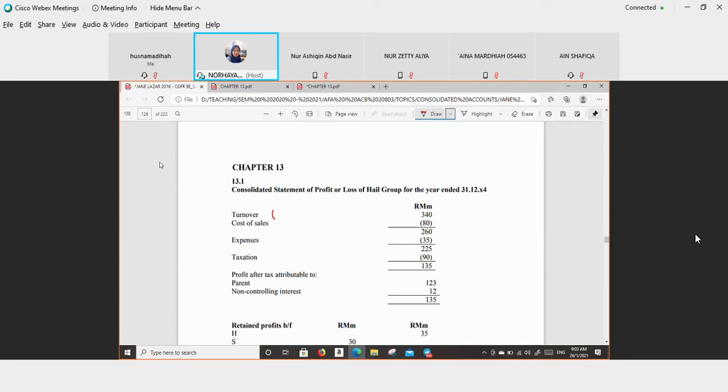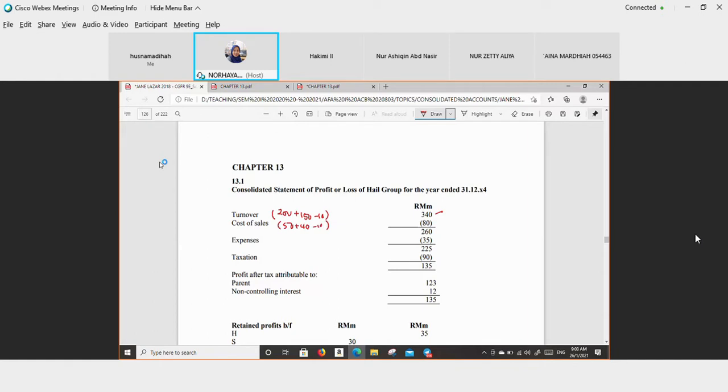Okay, line by line. Line by line, turnover. Turnover 200 tambah 150 tolak 10. Okay, lagi. Cost of sales: 50 tambah 40 tolak 10. Okay, tolak 10 lah.